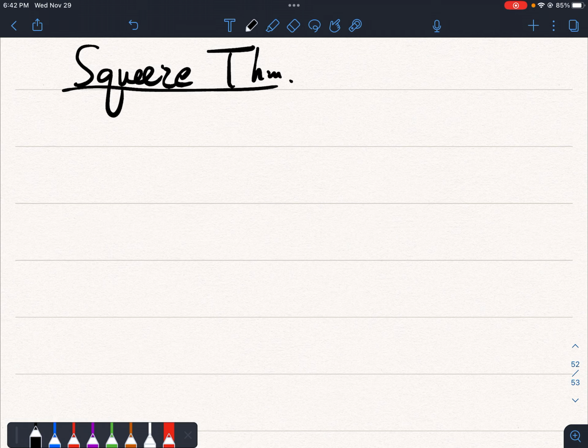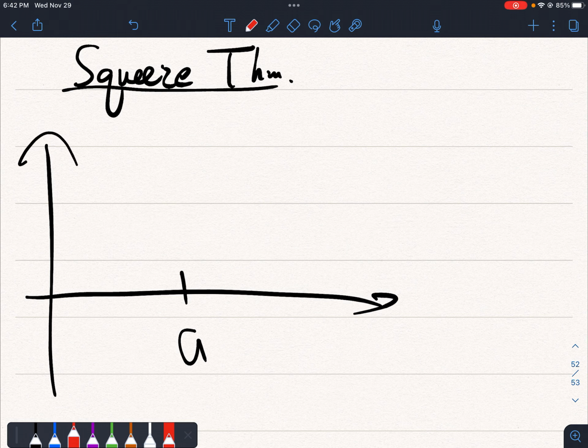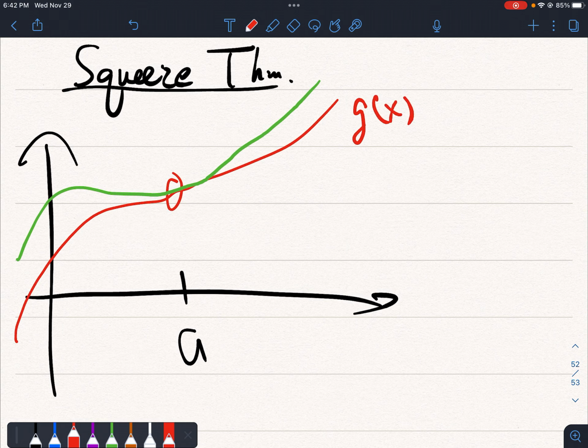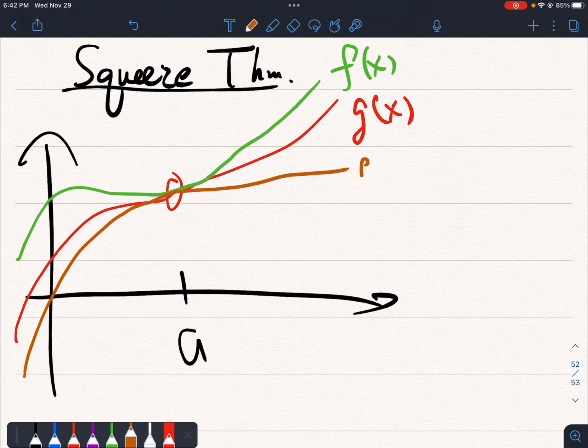So first, we will talk about the squeeze theorem. It says that, for example, we are looking at a point which is called a. And if we want to find the limit of this function at this point, and all we know is that we have two other functions. Let's say this red graph is g of x, and then the green is f of x, and then also let's say we have h of x.